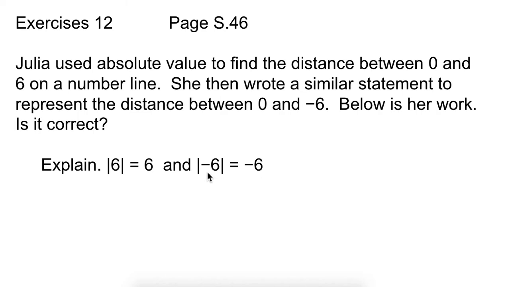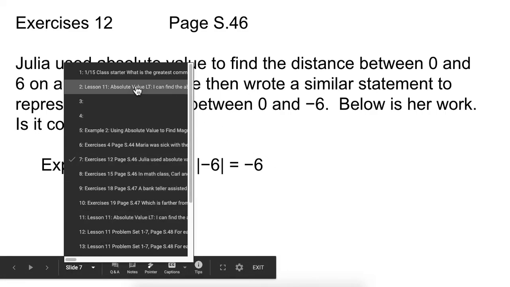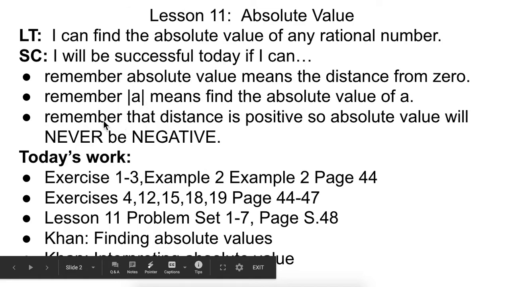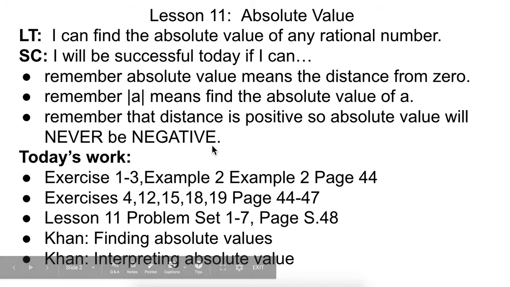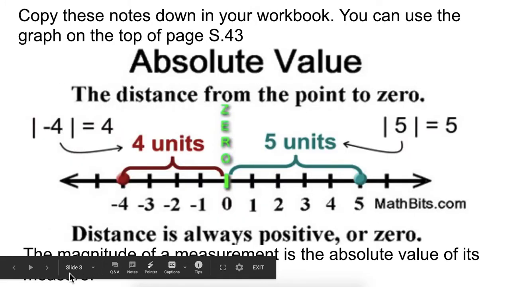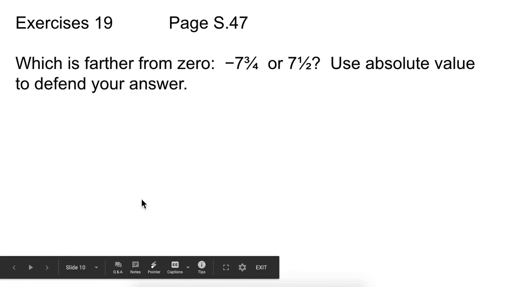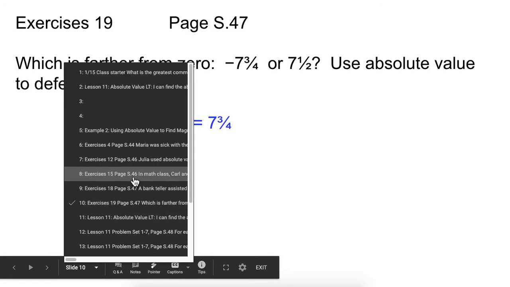How far is 6 from 0? 6. How far is negative 6 from 0? Negative 6. Let's go back. The distance is always what? Distance is always positive, so the absolute value will never be what? Absolute value will never be negative, will it? So it will always be positive. Okay?